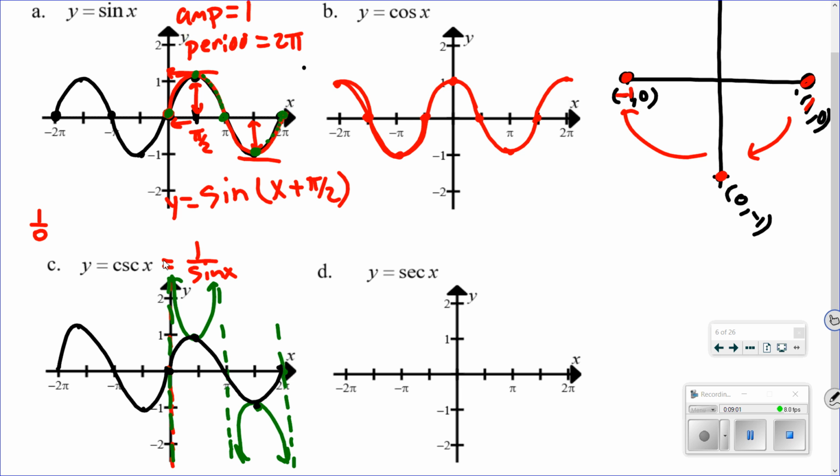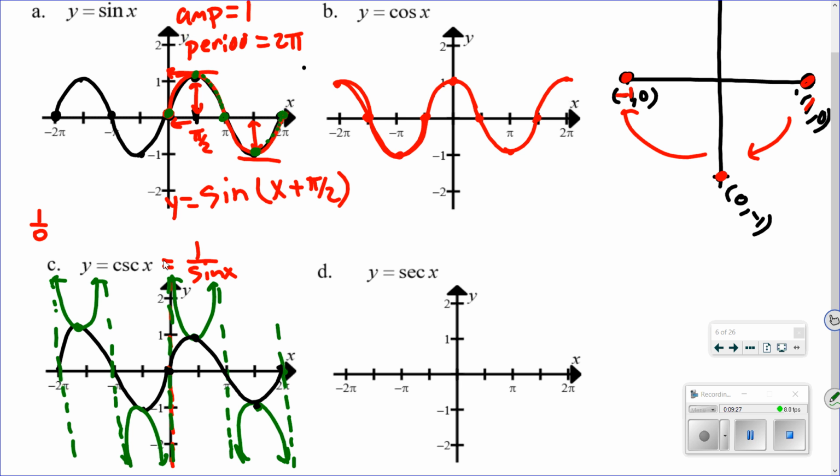So every time it's equal to 0, I'm going to put a vertical asymptote coming down. And every time it's equal to 1, I'm going to have it just come down and connect. So the cosecant function is that green one. If you draw the sine function first, then it makes it easier to draw the cosecant function. And you could do the same thing for the cosine.